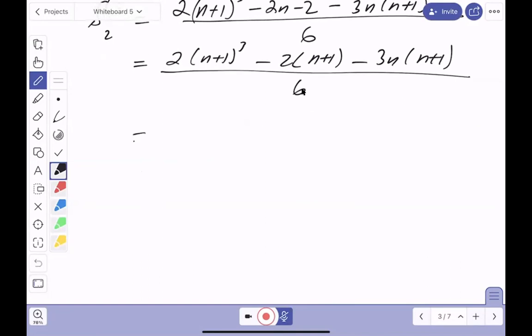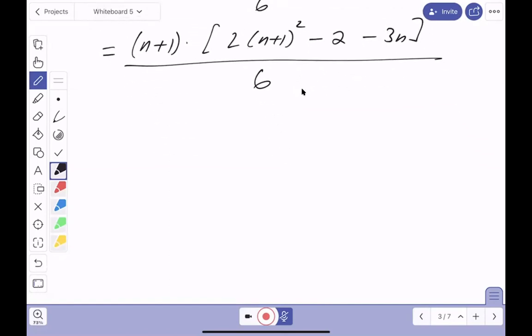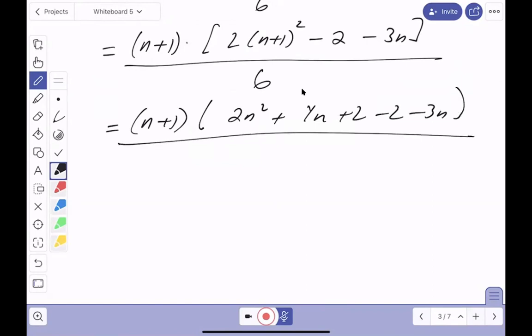I'm going to factor it. This is hard work, though. I'm going to say n+1 factors out, right? And what do you get? (n+1)[2(n+1)^2 - 2 - 3n] over 6. Oh, it's a lot of work. n+1, well, this is going to be 2n squared. Let's see, 4n plus 2 minus 3n over 6.